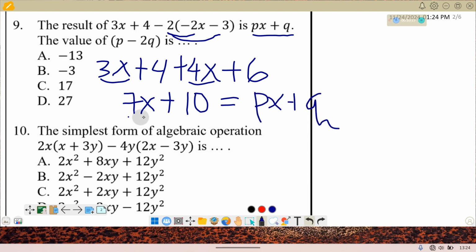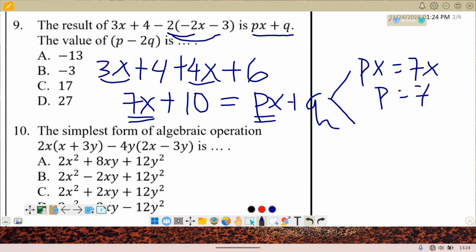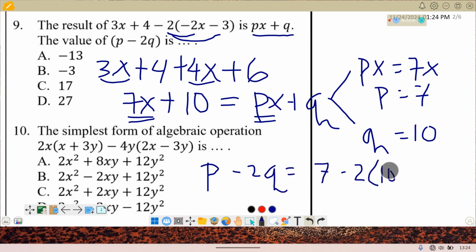That's why 7x equals px, then p equals 7, and q equals 10. So the question is to find the value of p minus 2q, which equals 7 minus 2 times 10, equals 7 minus 20. So the answer is negative 13. The answer is A.